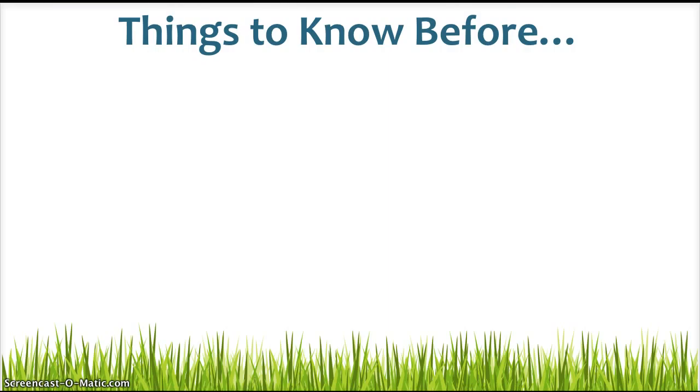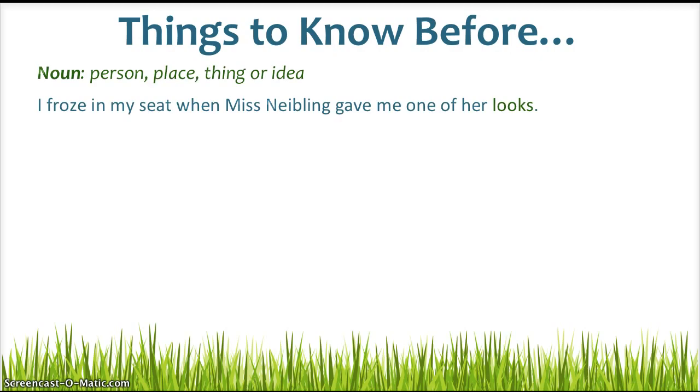Now, there's some things you've got to know before I talk to you about what a hyphenated modifier is and show you some examples. And that takes us back to creating a good foundation with parts of speech. Remember that a noun is a person, place, thing, or idea. Now, it's important to know what a noun is because we are going to be using hyphenated modifiers to describe those nouns. So let's look at this sentence. I froze in my seat when Miss Niebling gave me one of her looks.